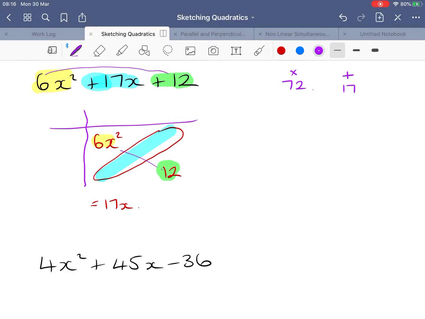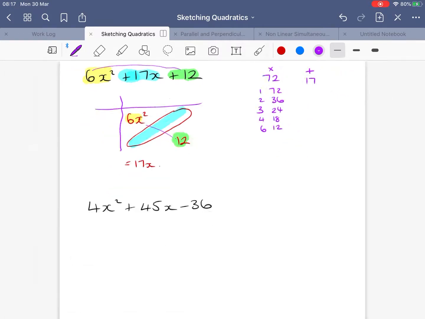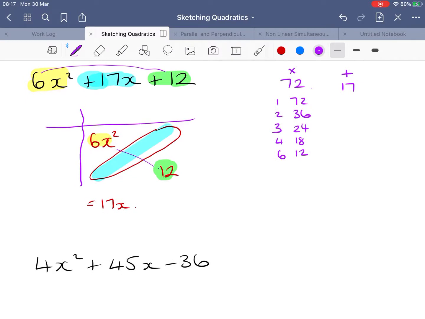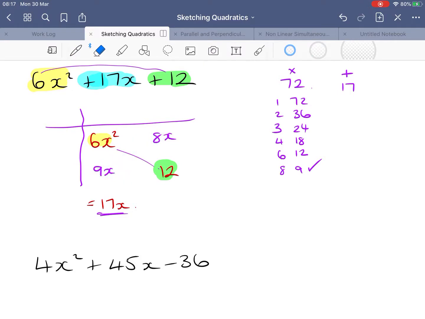So again, I'm going to go through the process. 1 and 72, 2, 36, no. 3 and 24, no. 4 and 18, no. So 5 doesn't go in. 6 and 12, no. So does 7 go in? No. 8, oops, sorry. So I've got 8 and 9, and there we go. That's the one I want. And that tells me how to split this 17x. So I want an 8x and I want a 9x. Actually, let me try and get rid of some of this stuff now. Okay. So that's what I want. I want to split it as an 8x and a 9x.